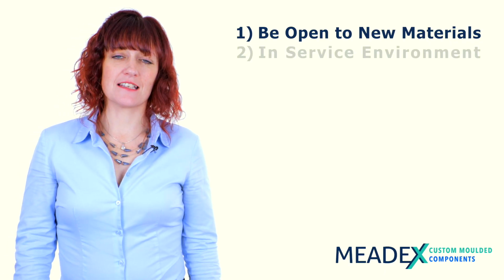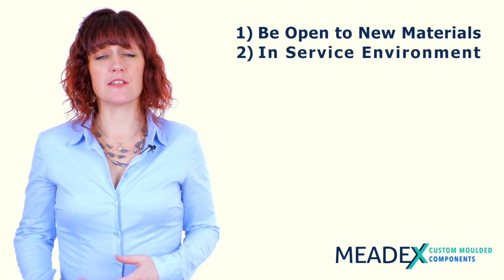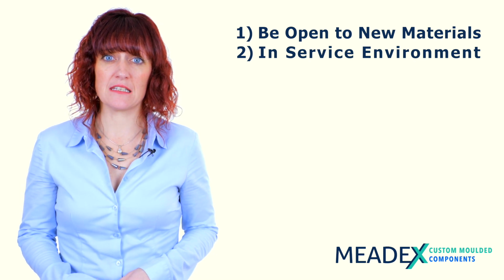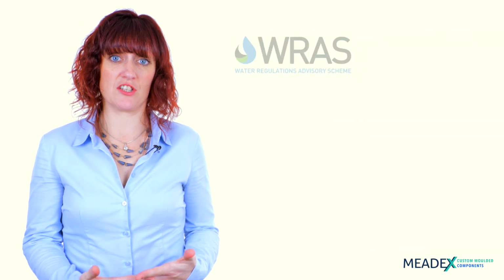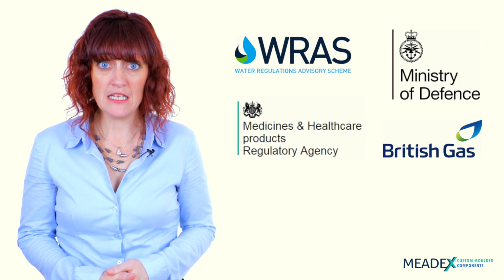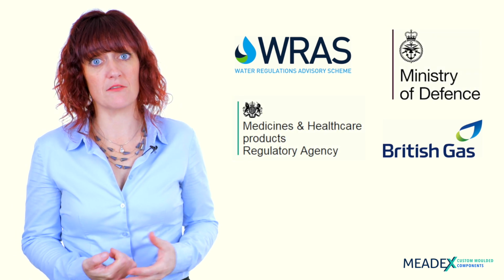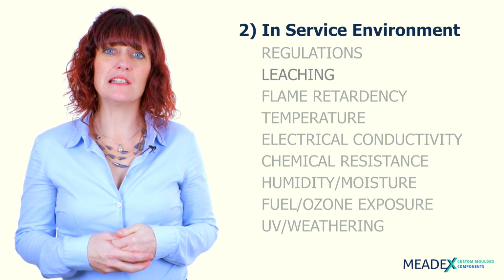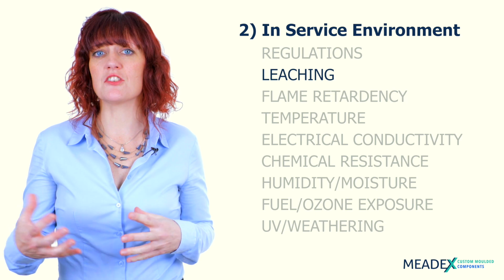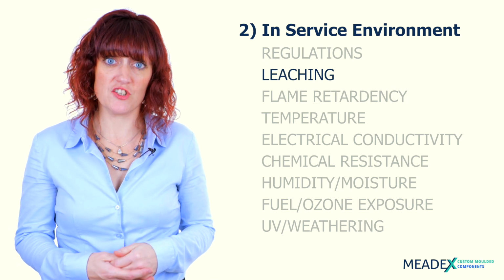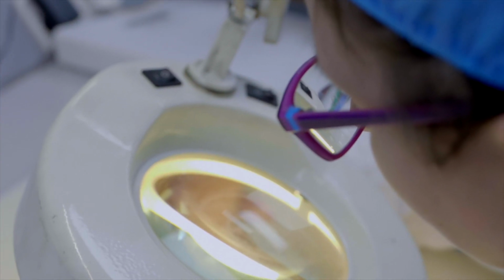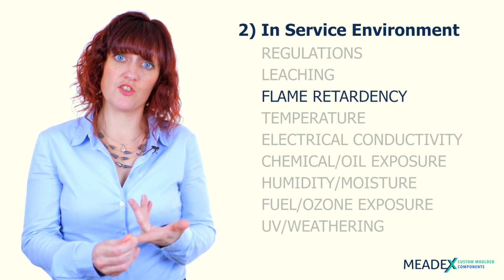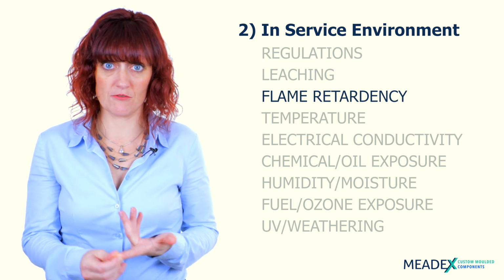The second thing is to consider the environment that your component is going to be used in, so the in-service environment. So there are a number of different considerations here. So firstly, we might have regulations and legislation that you have to comply to. So that's really important to know, obviously, when selecting the right material. The second thing in a similar kind of vein is with regards to material leaching. So in some environments or in some applications, it's really important that materials don't leach. And so, for example, in food, medicines, and actually also underground. Flame retardancy, that can be important again. So does your material and your component need to be flame retardant or not?